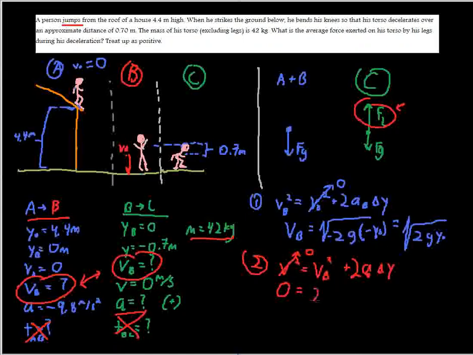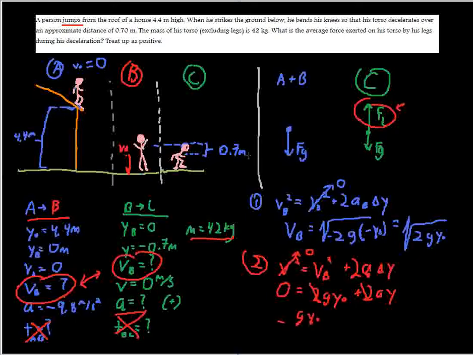so I get 2g y initial plus 2a times y. And so now when I'm solving for this, I can just get rid of these 2's, and solve for a. So I have the opposite of g.